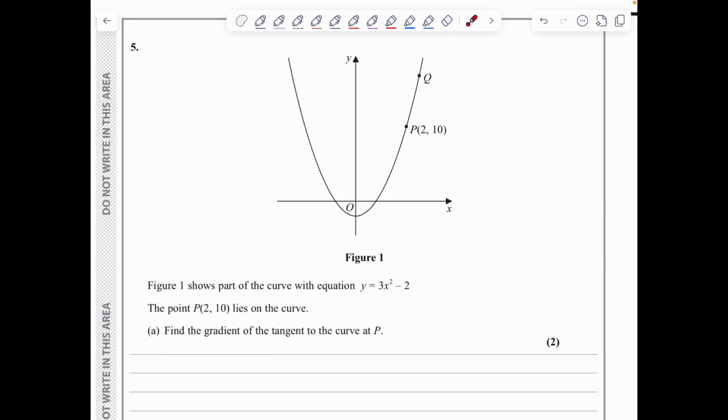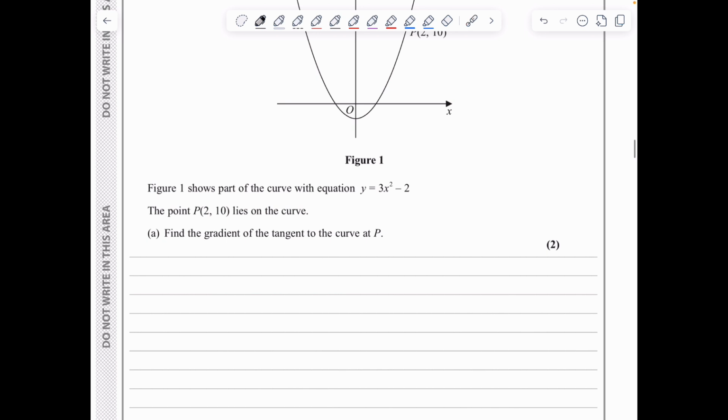In question 5, we're given part of the curve with equation y is 3x squared minus 2. The point P with coordinates 2, 10 lies on the curve, and we need to determine the gradient of the tangent to the curve at P. So this is calling for differentiation.